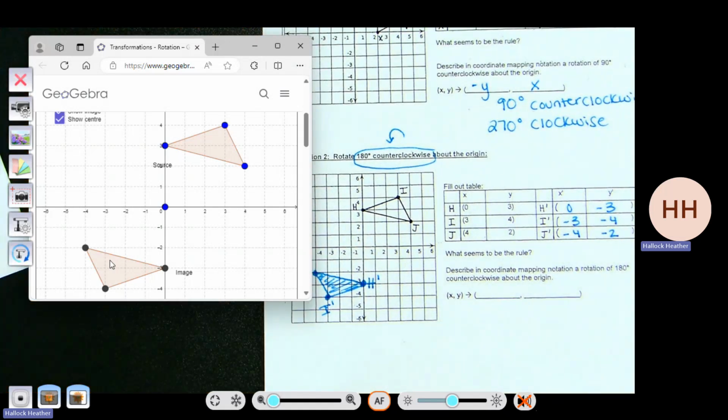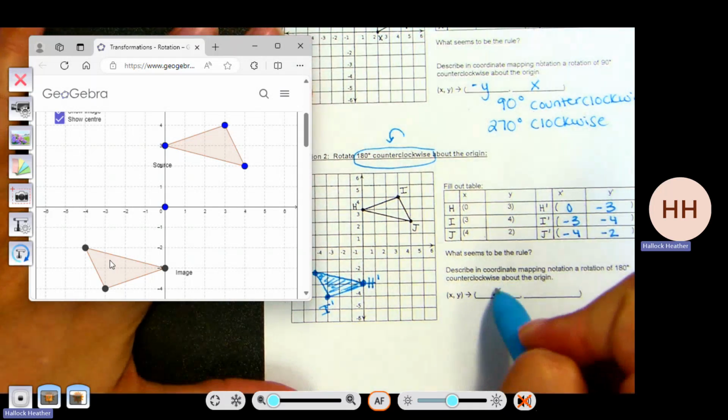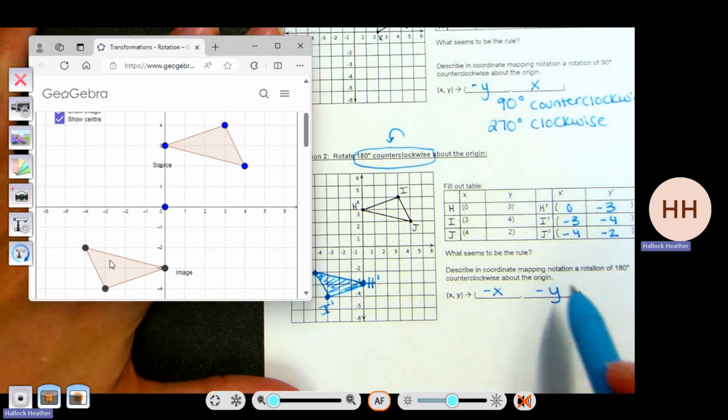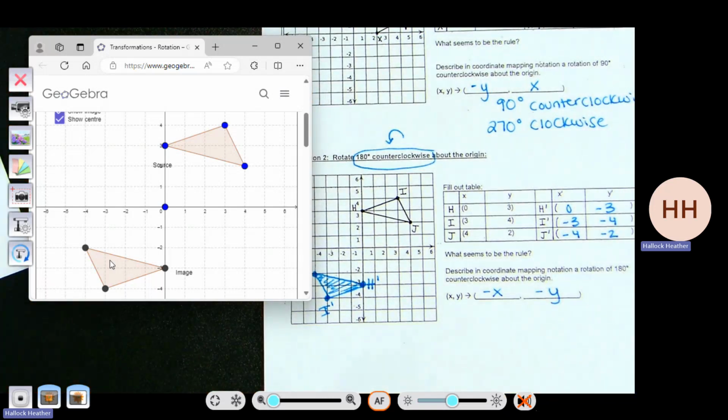whenever it's 180? They just all change to negative. So X and Y stay exactly the same. They don't switch. The only thing is they change to negative. Now, if they were negative, they would become positive because 2 negatives would make a positive.